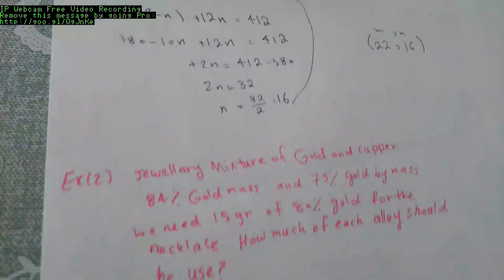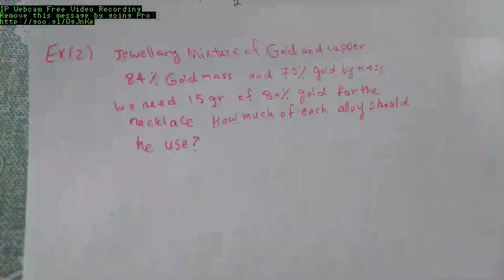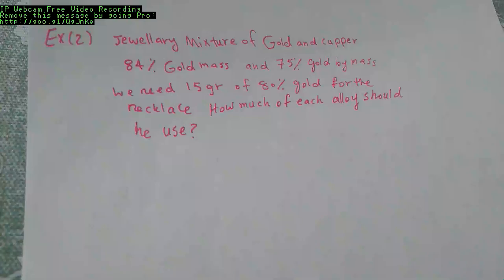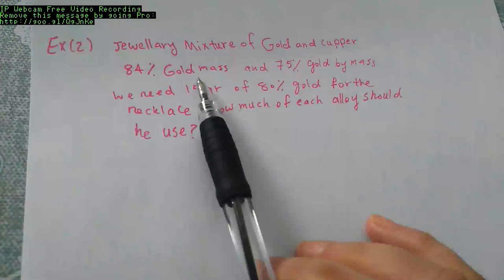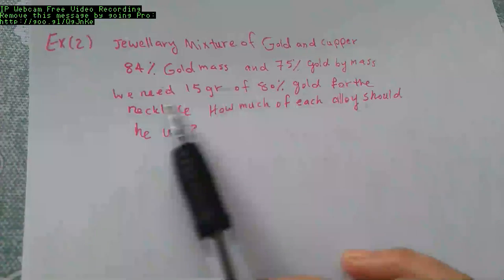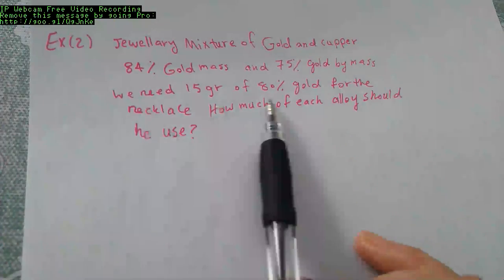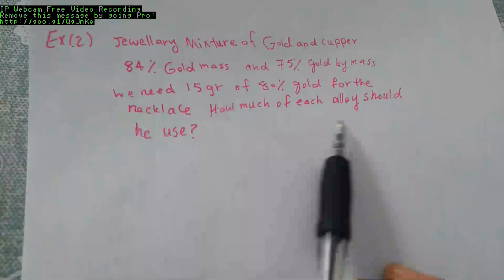Now the next question, I'm going to read that through. Most gold jewelry is actually a mixture of 84% gold and 75% gold. Let's say we want to make 15 grams of the 80% gold for the necklace. How much of each alloy do we need?